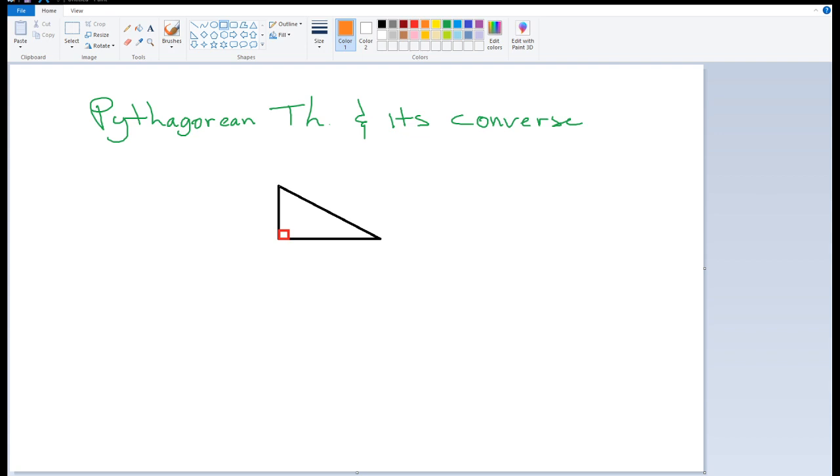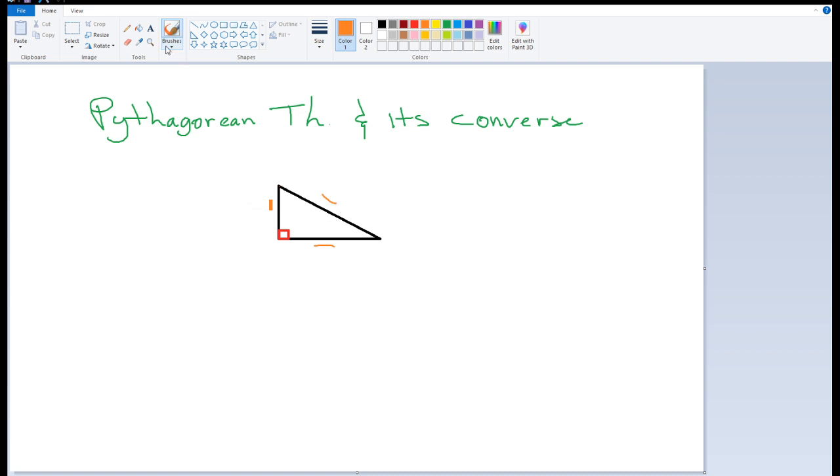Alright students, in this video we are looking at the Pythagorean theorem and its converse. This theorem applies to a right triangle. As you know, we have three sides: one leg, another leg here, and this is the hypotenuse.